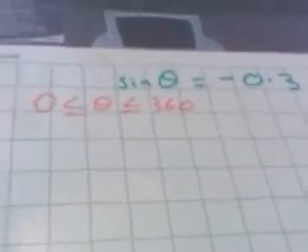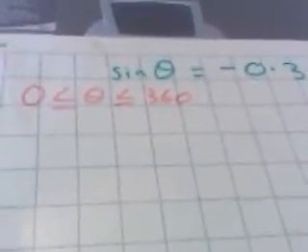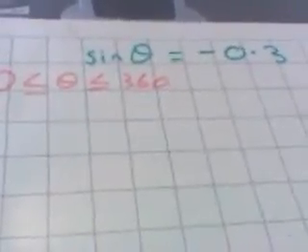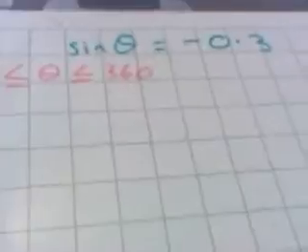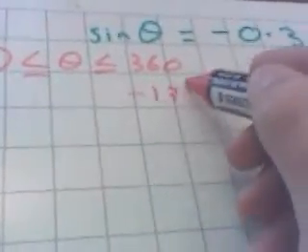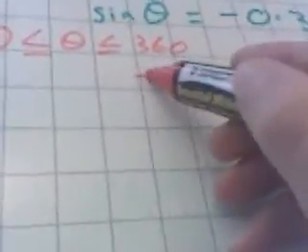Let's look at some of the problems that can happen and how to solve them when you're working with these problems. For instance, if we get sine of negative 0.3, your calculator will give you an answer of negative 17 degrees. Well, obviously we're looking between 0 and 360. Simple solution here.